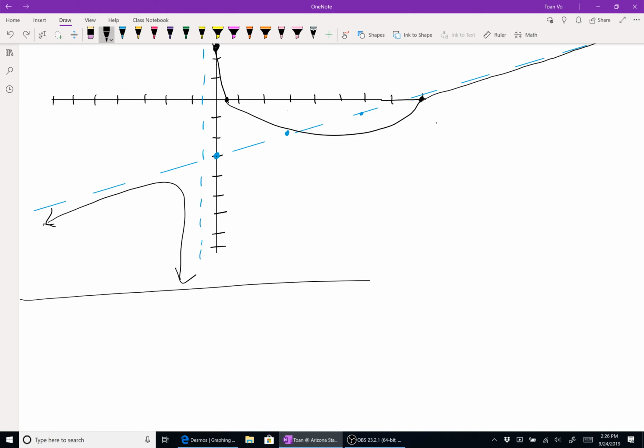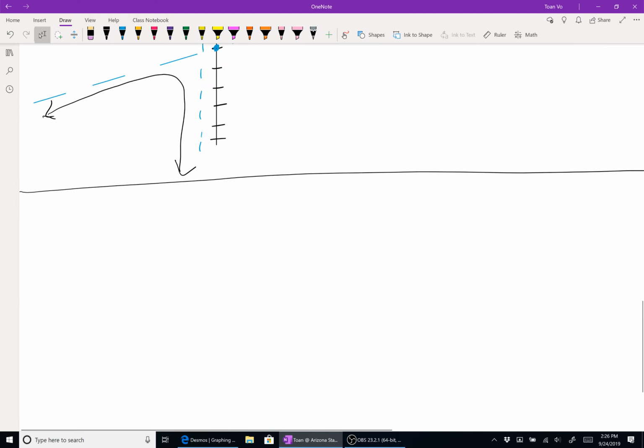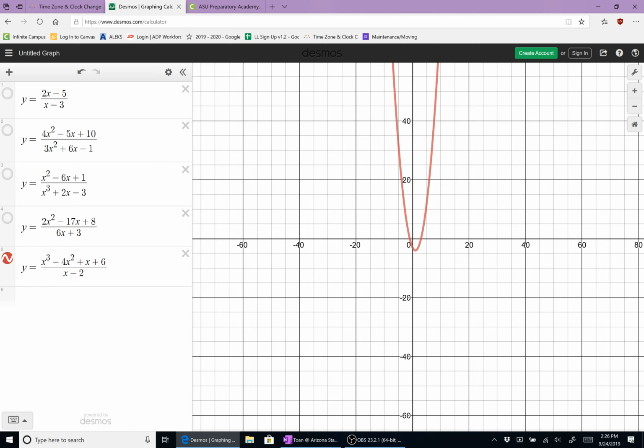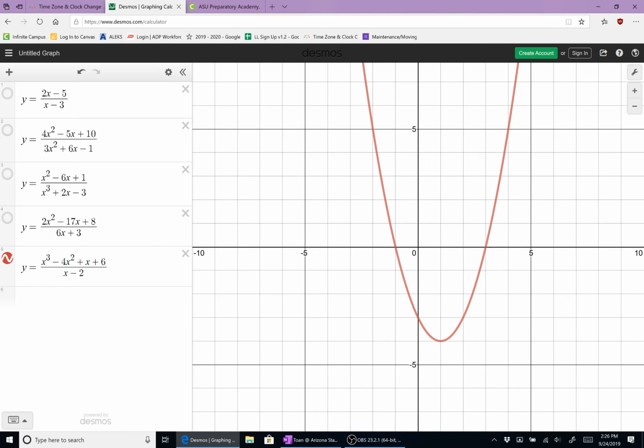Okay, Mr. Vo, you keep telling us to factorize just in case you can simplify, but we haven't been doing any simplification. What happens when you can simplify? Well, let's turn to Desmos. This last example here, you can actually simplify them. So let's see what type of weird, funky, rational function this guy produces when he can simplify.